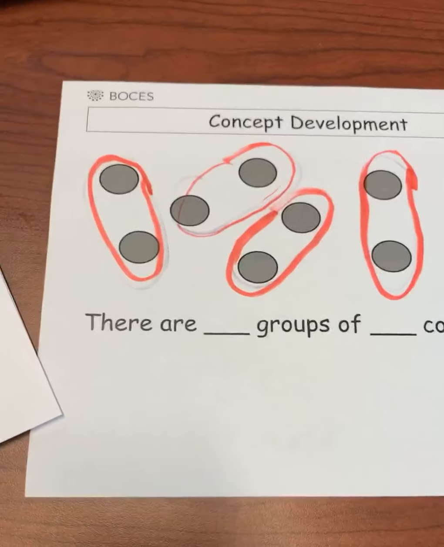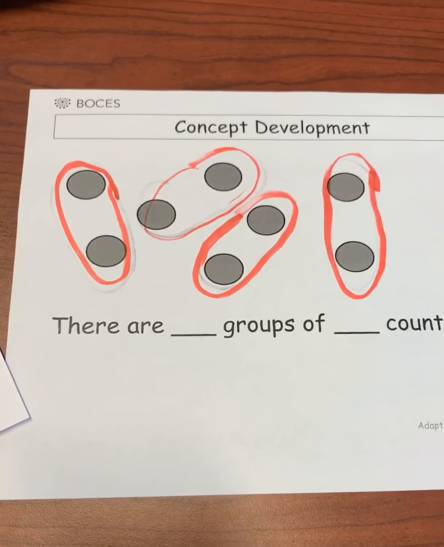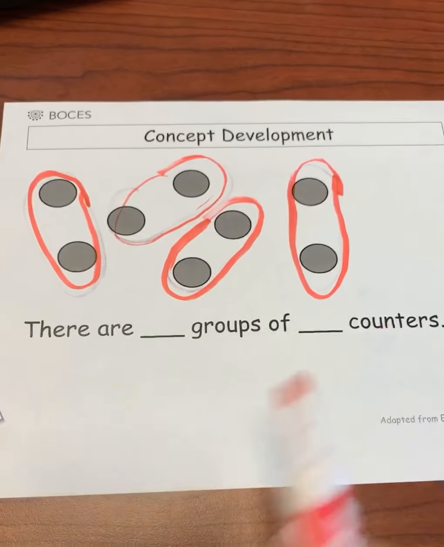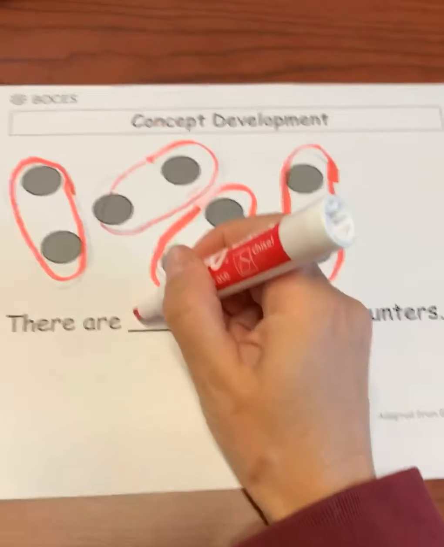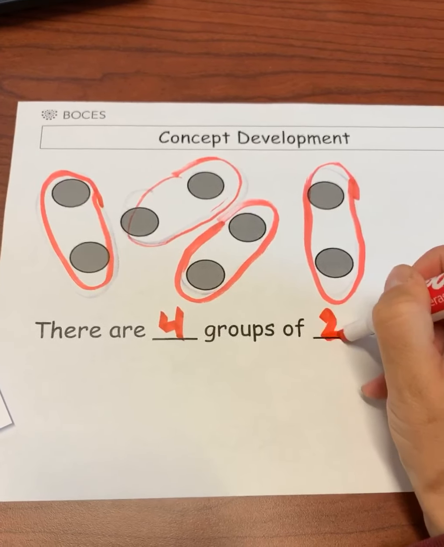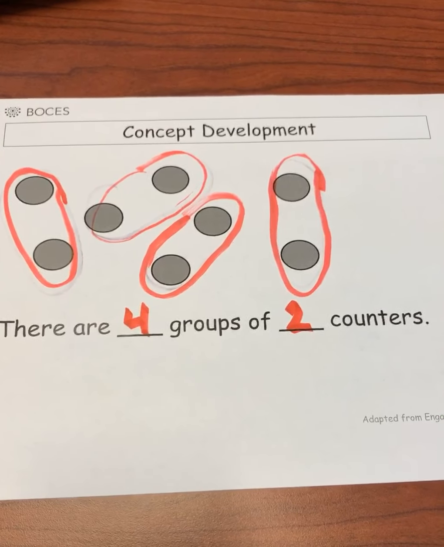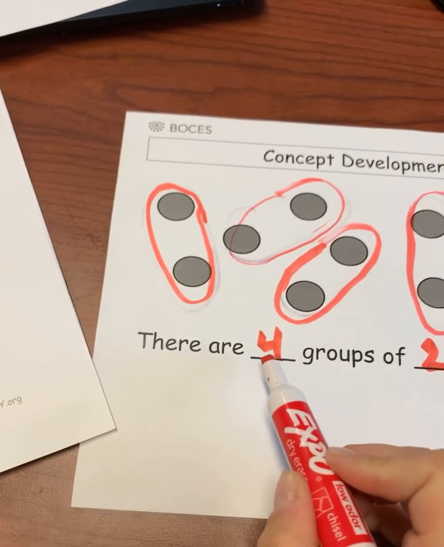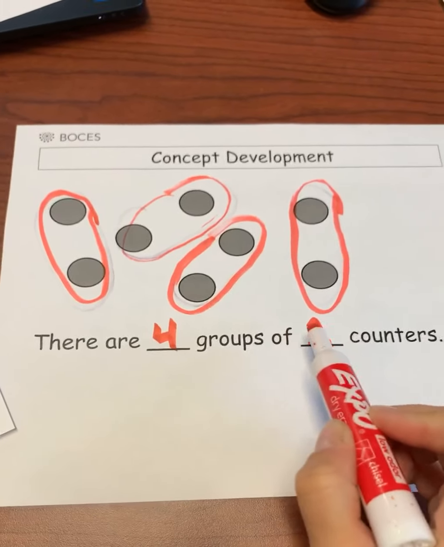So now I have 4 equal groups of 2. So when I fill in my sentence here, I'm going to say that there are 4 groups of 2 counters. It's important that maybe in your head you're saying there are 4 equal groups of 2 counters.